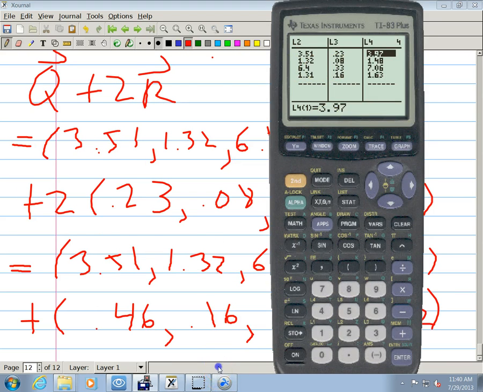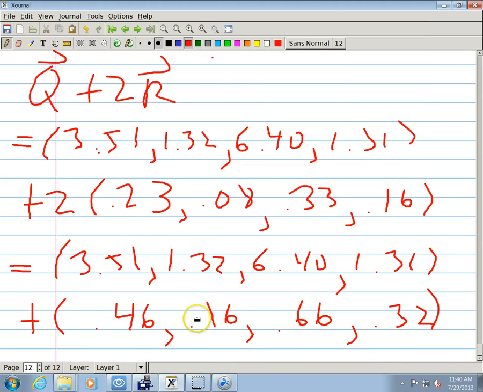The point is 2 times a vector dilates it, makes it twice as big, and then adding vectors, you add component-wise. The Connecticut's together, the New Hampshire's together, whatever. All right, so you can use vectors to signify all kinds of crazy stuff.